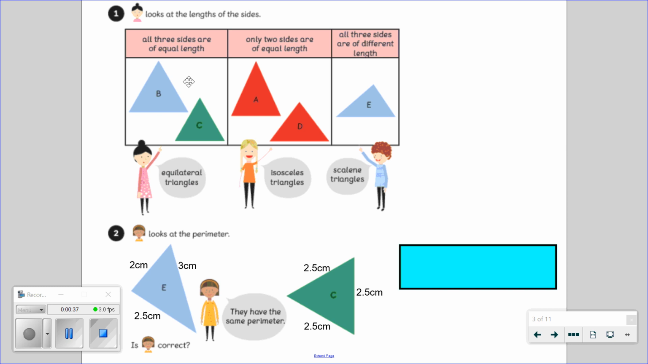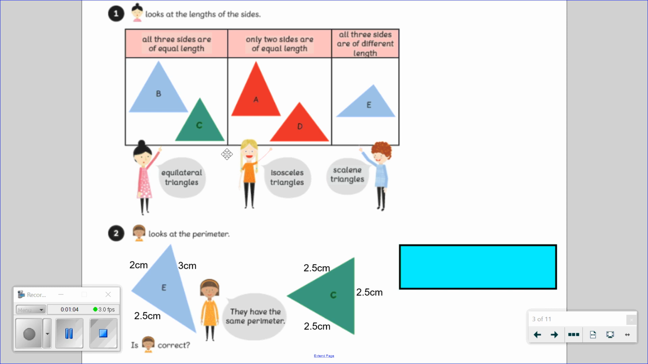Ruby has grouped the triangles like this. She's looked at the length of the sides of the triangles and has been able to group them by finding some similarities and differences. She has noticed that with triangles B and C, all 3 of their sides are equal length. You might also notice they have 3 equal angles. These are called equilateral triangles.